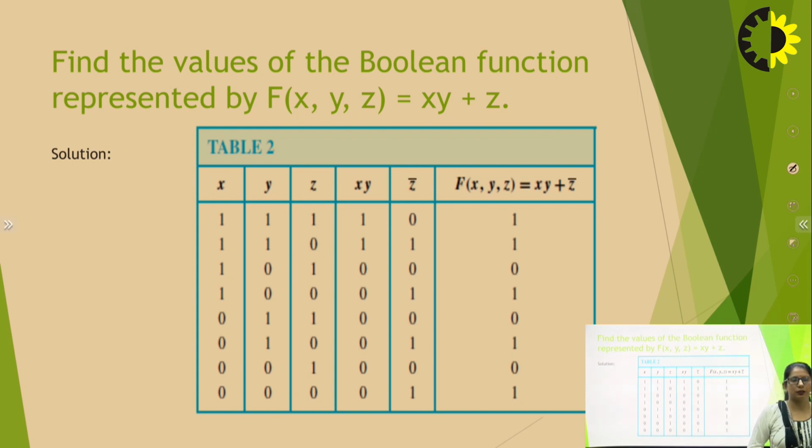The second, we need to calculate z bar. Above it's mentioned z, so correct it to z bar. If we need to calculate z bar, we take the complement of z. What does the complement do? The complement of 1 is 0, the complement of 0 is 1. We will fill this column.